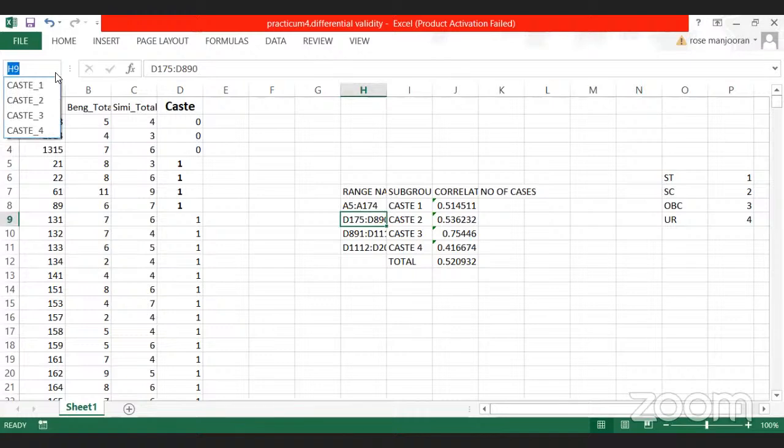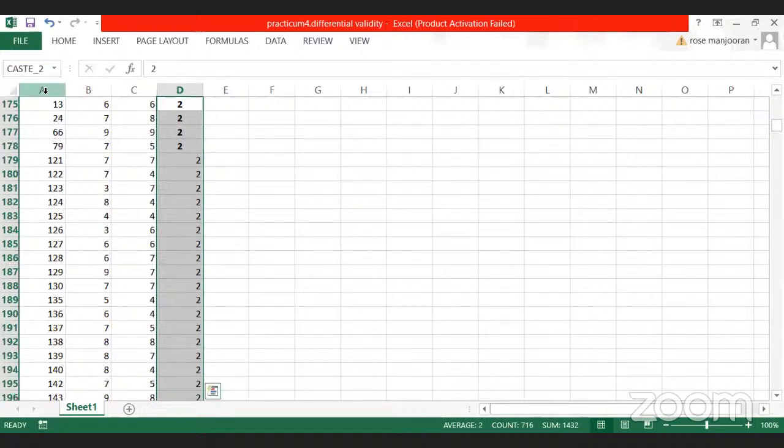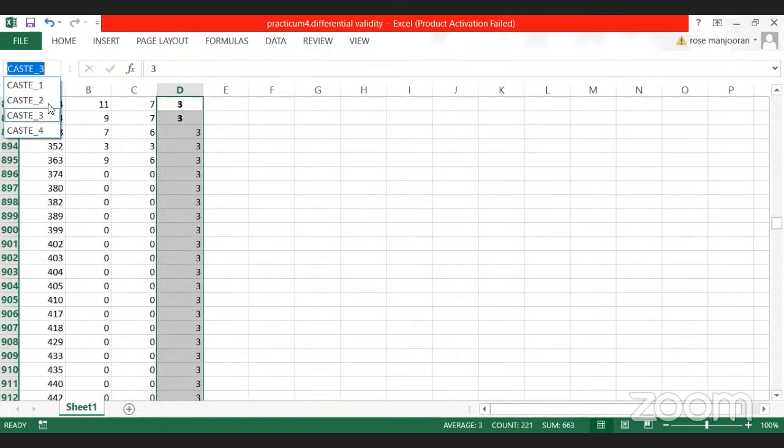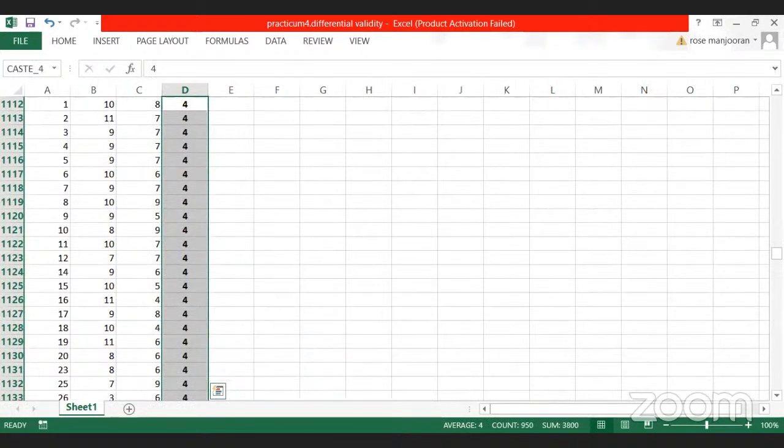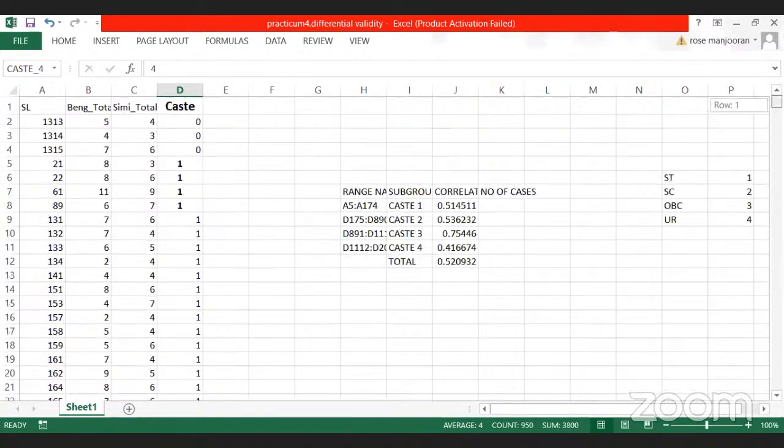If the confusion is regarding how to write the cells and how to calculate, you can easily find the range. That is why we have found the range names. So it will easily show you the range. Cast 1, you can see here. Cast 2, it will show you this. Cast 3 will show you this. Cast 4 will show you this. So you can easily do the calculation. Other than this confusion, is it clear?